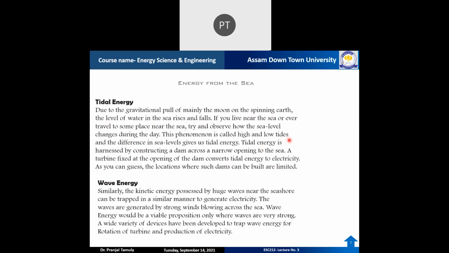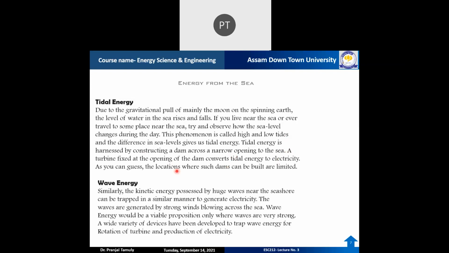So this is similar to the gravity dam that we have already discussed. Here we use the phenomena of high tide and low tide. During high tide, we try to accumulate water at some narrow region of the sea. Then during low tide, we open the gate to produce a high stream of water which in turn runs the turbine to produce electricity.